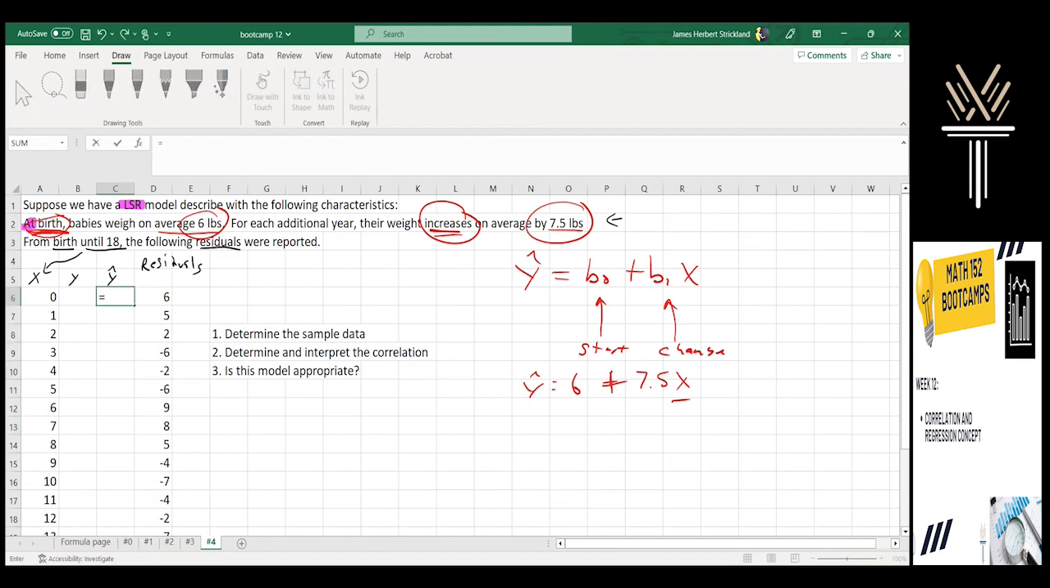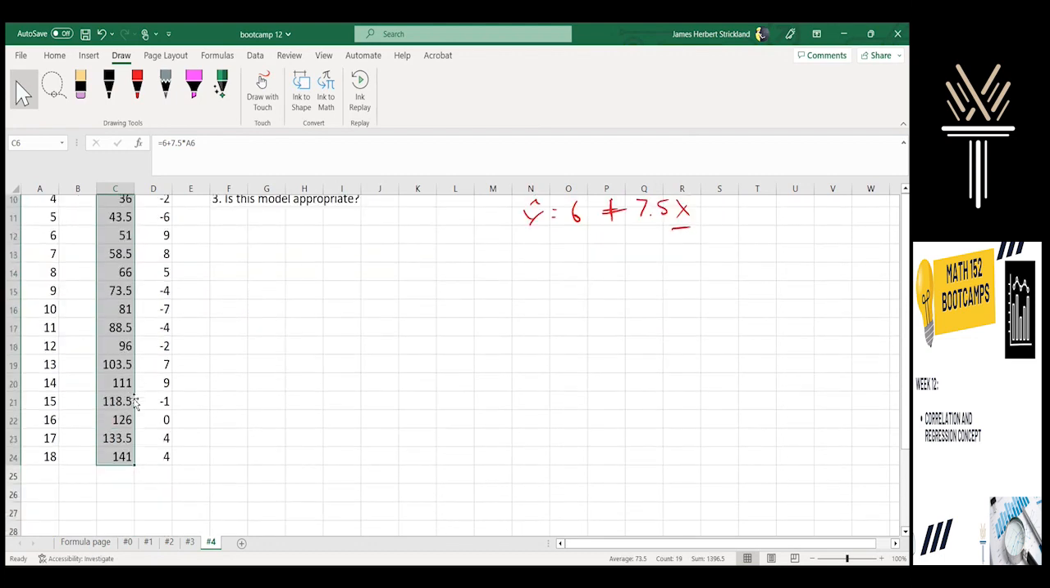So it equals 6 plus 7.5 times x times 0. And now that I did 6 plus 7.5 times 0, I can go back to it and generate all of my data. So there's all of my y hats per year.